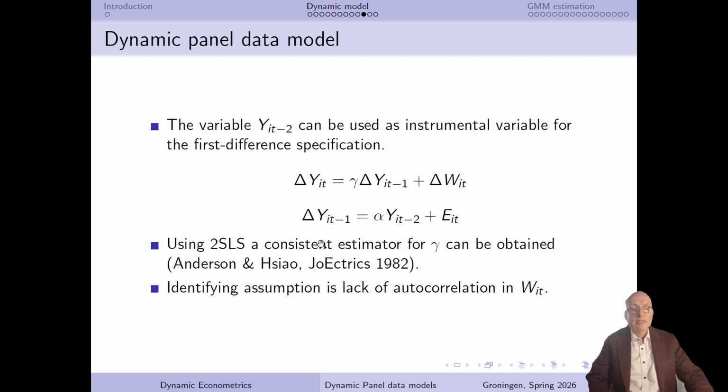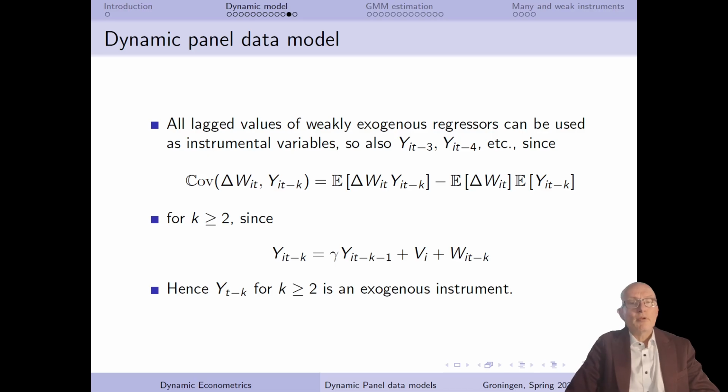This is actually what is done in an old Journal of Econometrics paper from 1982 by Anderson and Hsiao. They suggest exactly this. The identifying assumption in order to estimate this with two-stage least squares is the lack of autocorrelation in w_it. So what we can conclude from the previous slides is that y_{it-2} can be used as a good instrument in our first difference estimation model.